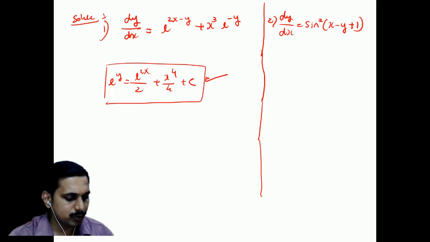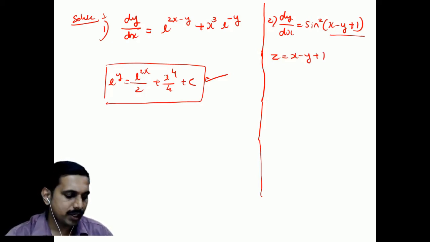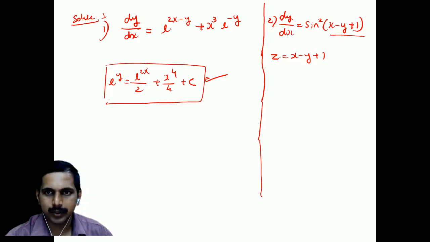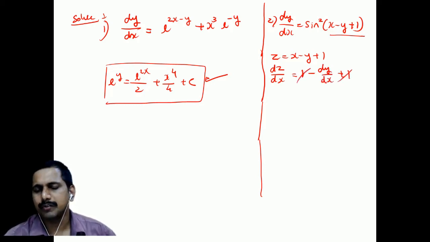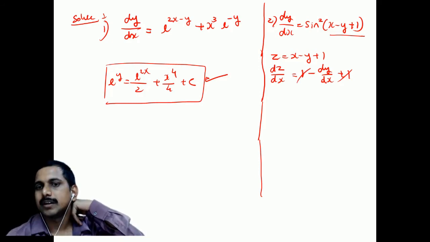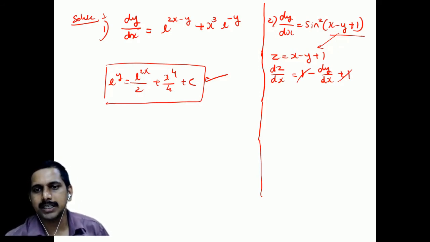Now this one, how will you solve? Think. Substitution. Substitute this as something else. z is equal to x minus y plus 1. Then you can write how dy and dx can be there. So I can say dz/dx is equal to 1 minus dy/dx plus 1. So this cancels. So you have to try it out, students. It is not that at once you get. Direct is substituting this with some other thing, is it not? You may get the answer there itself.